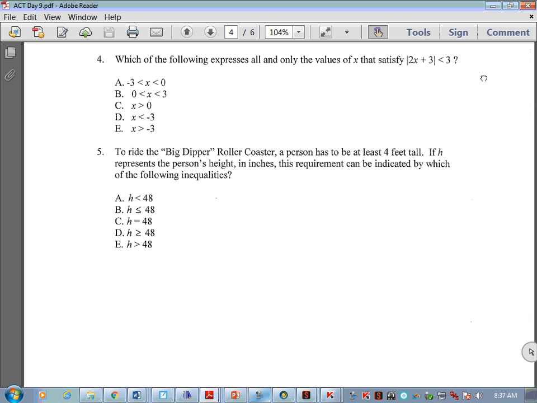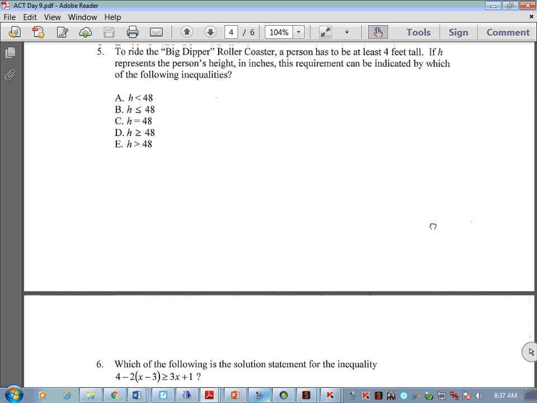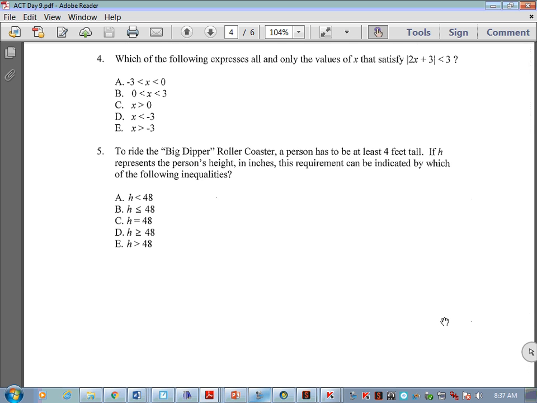All right, number 4. Haley, what'd you get there? A. A is correct. Okay, any questions on that? No? Yes. Yes, number 4. Okay, so notice that we have an absolute value.